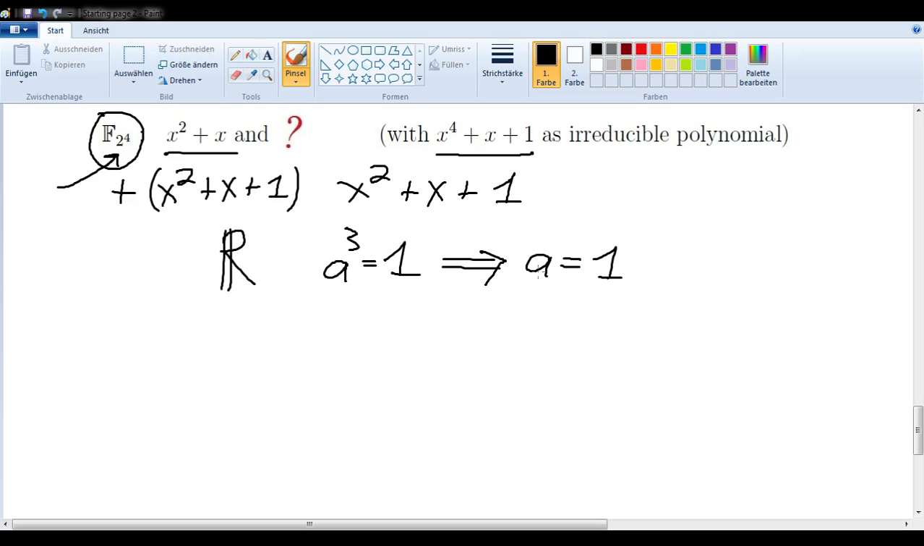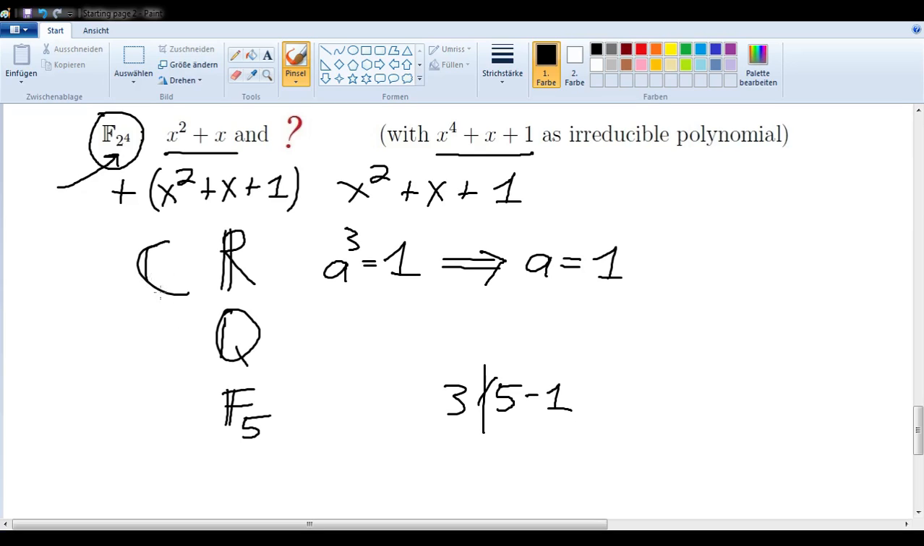So it is vacuously true, just as it is vacuously true in Q or, for example, F5, because in F5, 3 does not divide q minus 1, so 5 minus 1 in this case. So since there are no primitive cube roots of unity, the theorem holds vacuously.